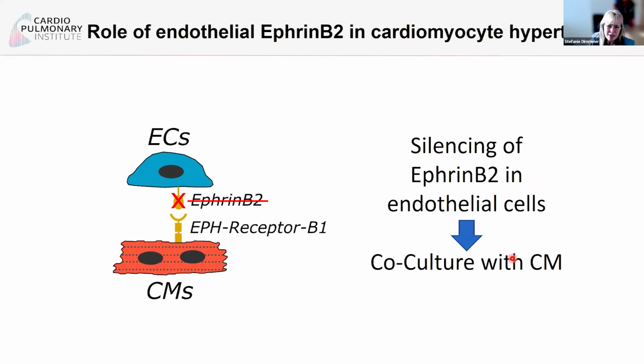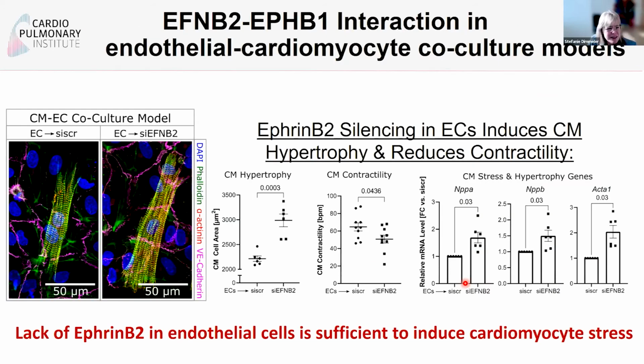But recombinant Ephrin-B2 will be one way, but can endothelial cells really talk to cardiomyocytes directly by expressing Ephrin-B2? To gain insights into the direct cell-cell communication, we silenced Ephrin-B2 in endothelial cells and then co-cultured them with cardiomyocytes. And to me, this came as a surprise. This is the co-culture effect. You see here the endothelial cells on the bottom, and then we added cardiomyocytes on the top.